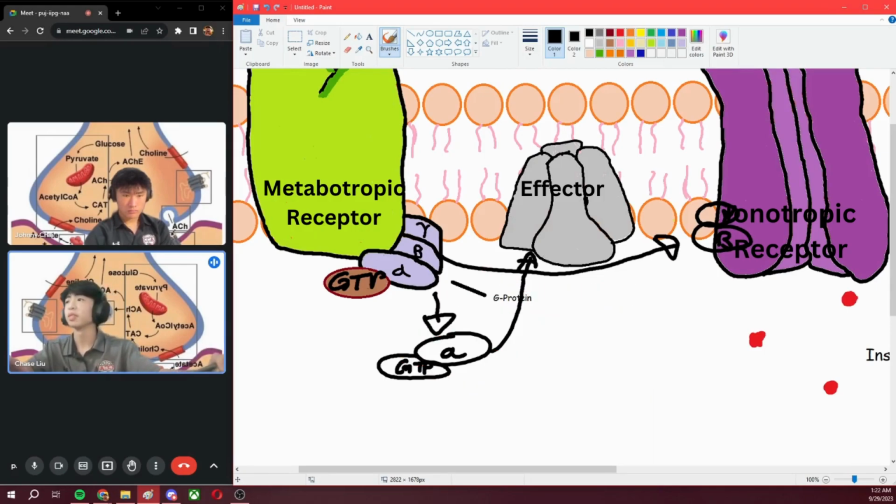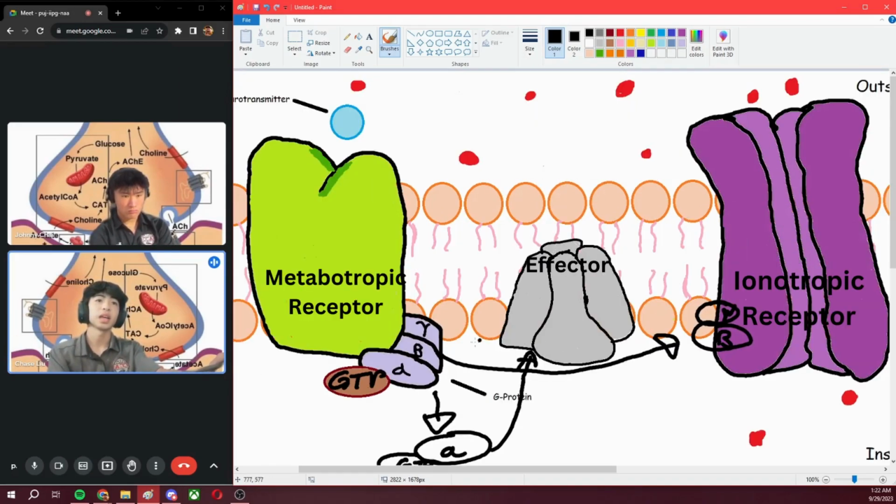Like we mentioned before, the response is muscle contraction, glandular secretion, and it can also play a part in memory recollection. It all depends on the type of receptor protein that the ligand is sent to. And once this beta and gamma subunit attach to the ionotropic receptor, it actually opens up the channel so that way more ions can pass through, just like this.